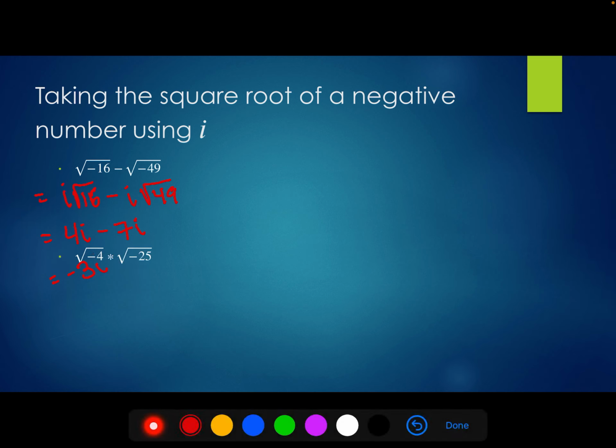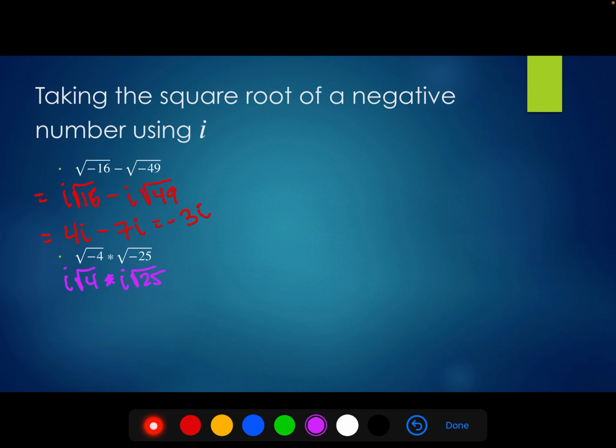Now let's take a look at this next example. We have negative square root of negative 4 times the square root of negative 25. Here we're going to do the same thing. We have two square roots of a negative number we're multiplying together. First thing we'll do, turn that into the notation of i times the square root of that positive number. So now we have i times the square root of 4 times i times the square root of 25. And now we can simplify both of these.